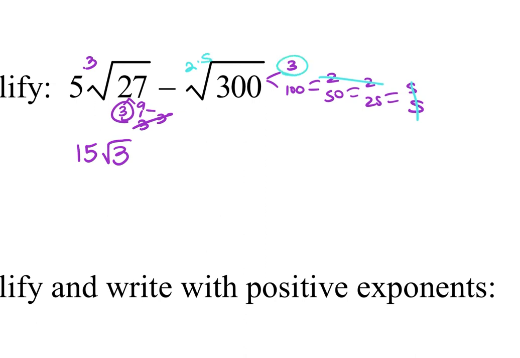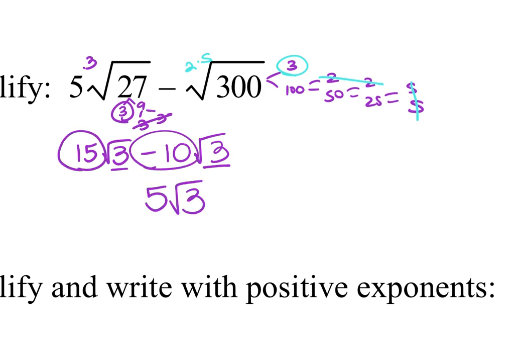So I'm left with minus 2 times 5, which is 10, square root 3. Now they both have the same radical, so we can combine them. 15 minus 10 is 5, and the radical stays as the square root of 3.